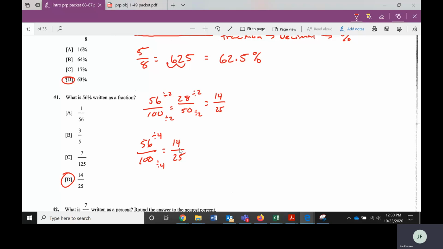If you did it this way on any problem, you still got to the answer. You don't have to always find the biggest number. It's a step quicker if you do, but you can do this, and that's totally fine. And that gets you there.